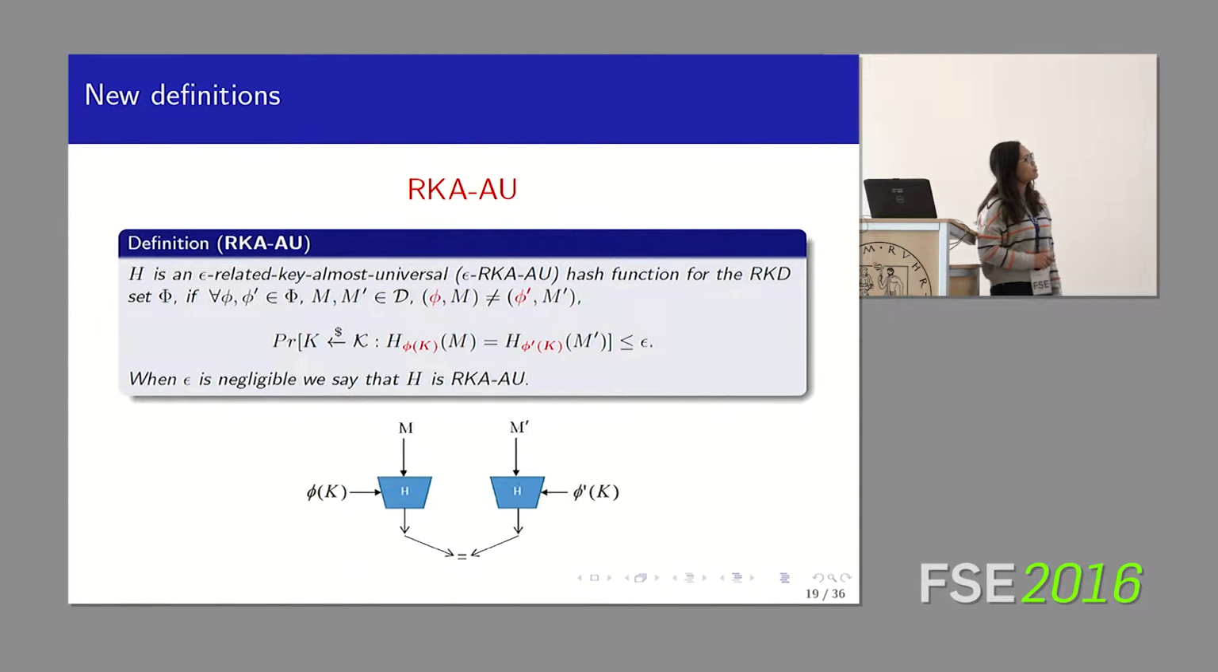Here is the formal definition of RKA-AXU function. In the related-key setting, the adversary can make a related-key deriving transformation phi, and for these distinct phi(M) and phi'(M'), if the collision probability between the hash results is small, we say that H is RKA-AXU.